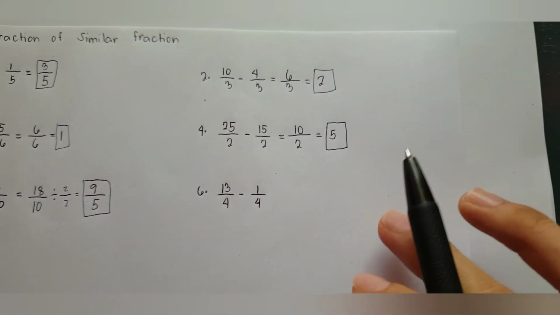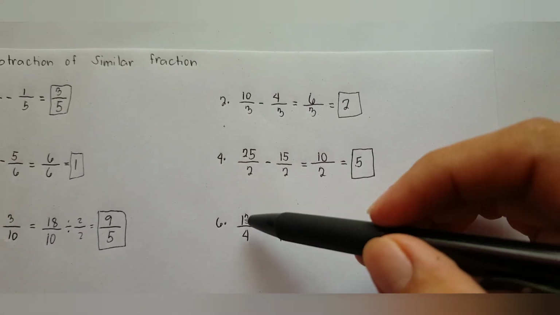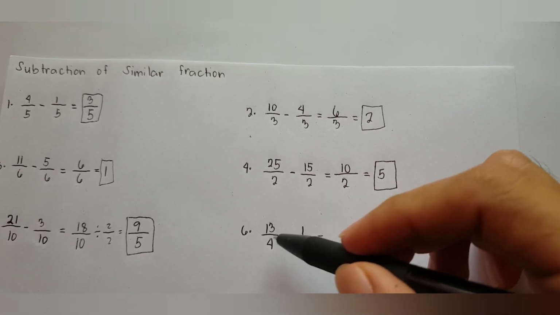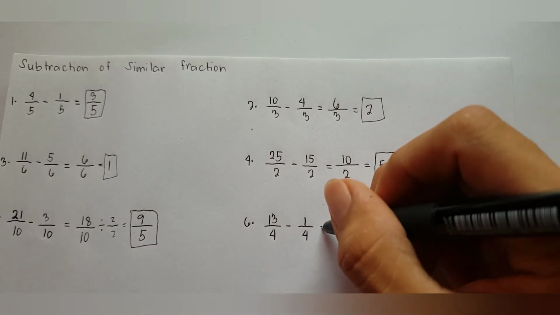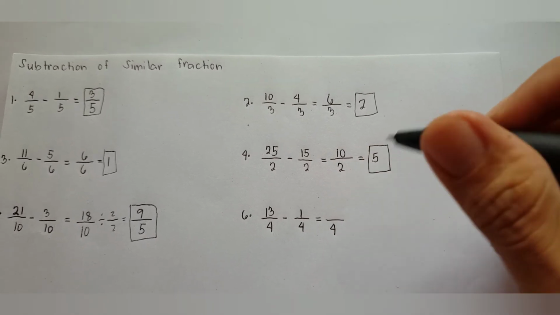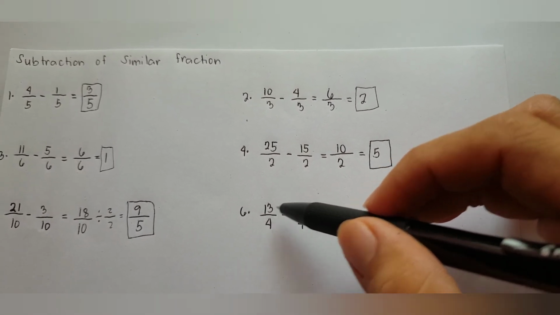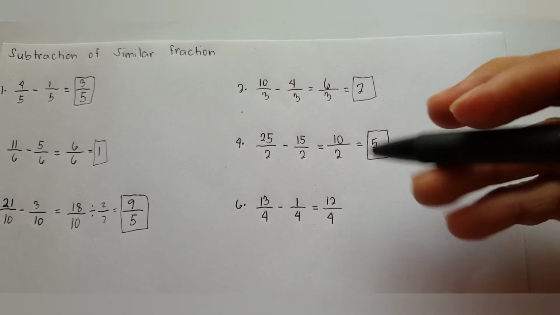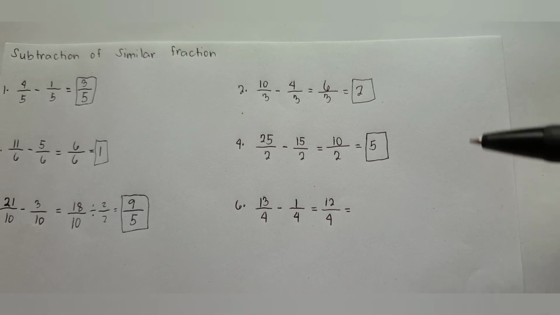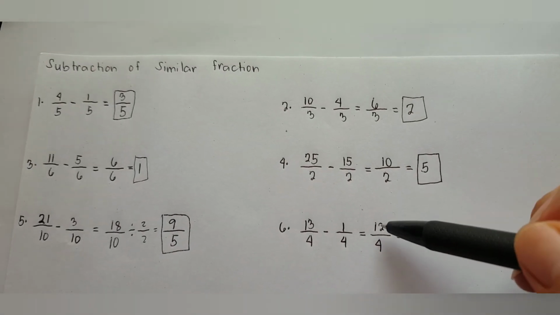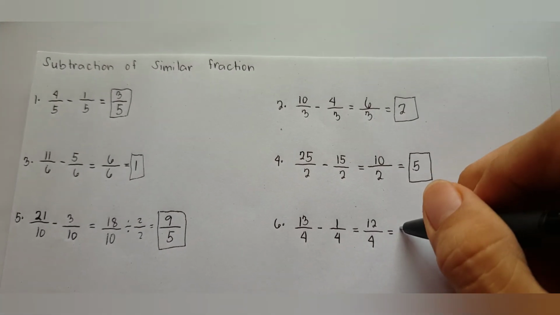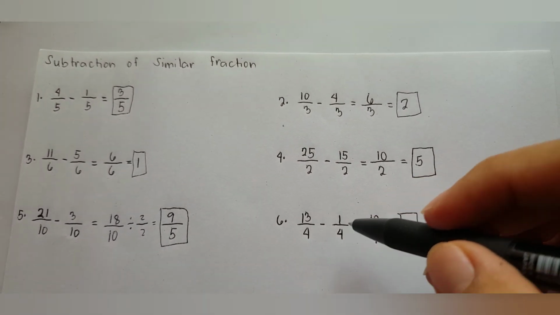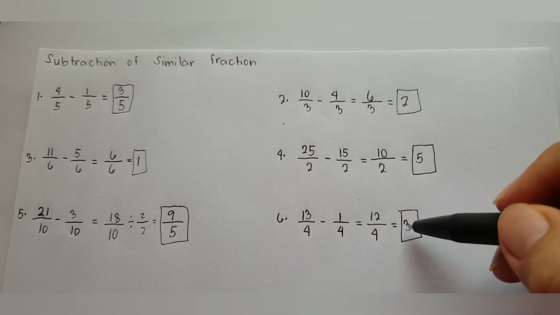For the final and last example for this video, we have here 13 over 4 minus 1/4. As you can observe, since they have a common denominator, which is 4, just directly copy the denominator and then subtract the numerators. 13 minus 1 is 12. But since 12 is divisible by 4, we can reduce this to lowest term. 12 divided by 4 is 3. Therefore, 13/4 minus 1/4 is equal to 3.